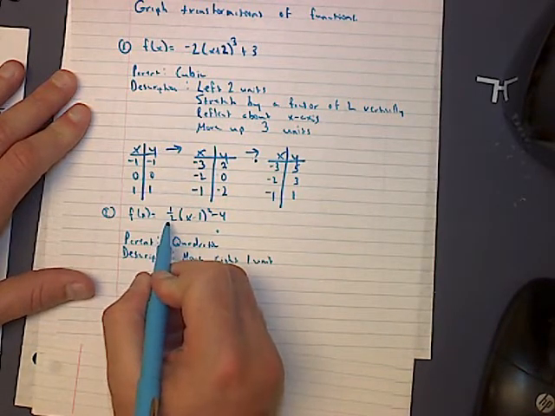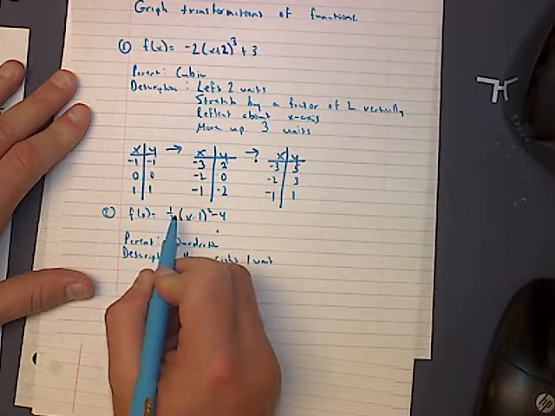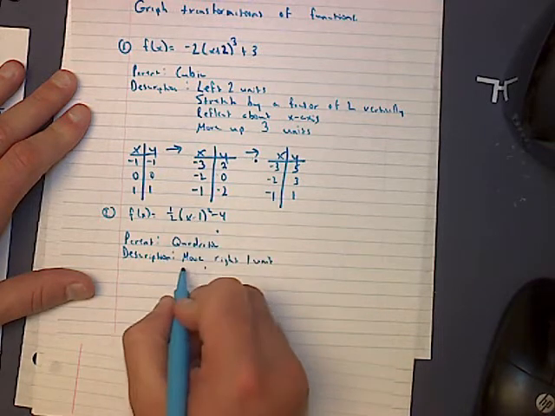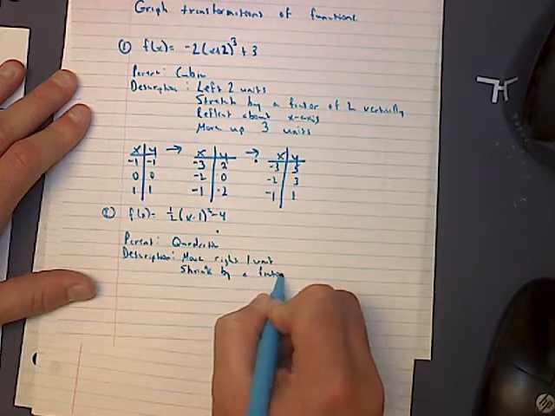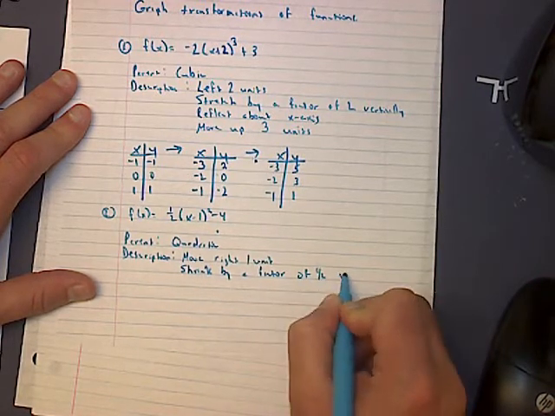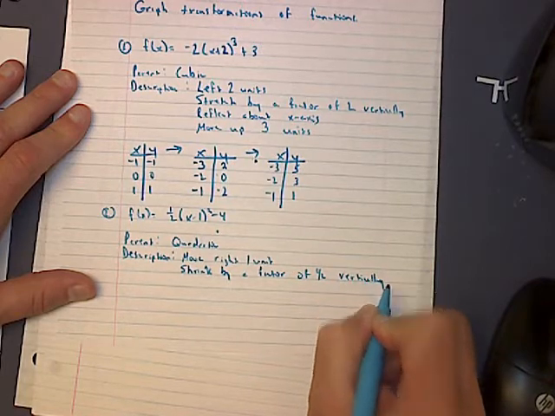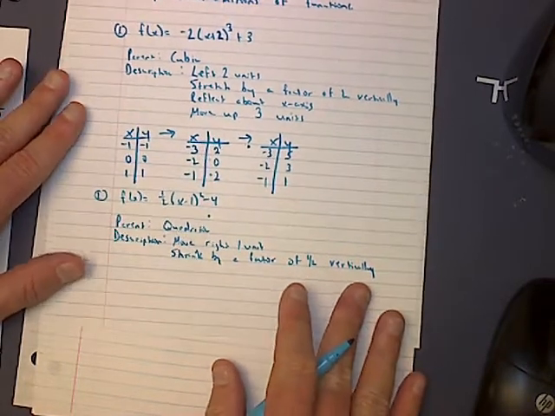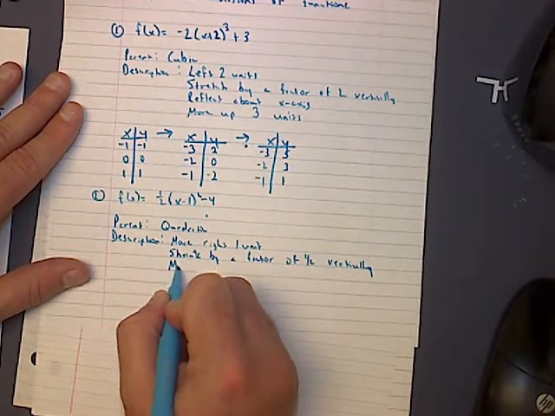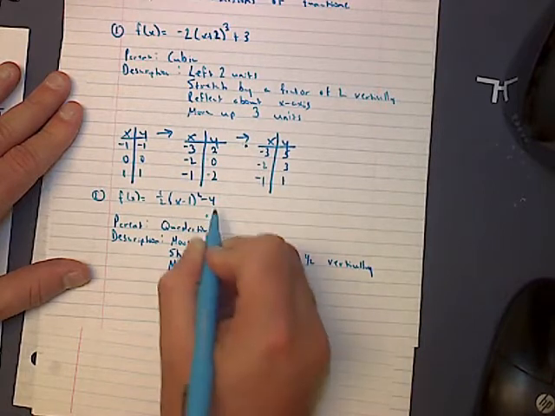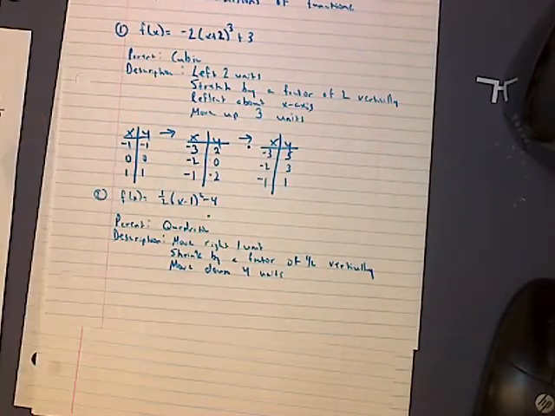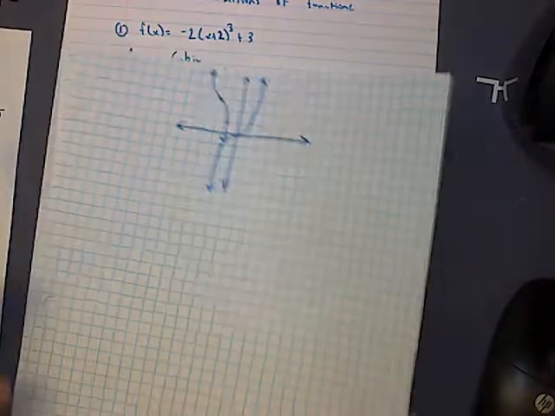This 1/2 is on the outside. It's either stretch or shrink. It's what you think. It's going to be a shrink by a factor of 1/2 vertically. It's very important you put that word vertically, because that means it's affecting the y-axis. And then move down 4 units. This is on the outside. Okay. I'm going to graph the parent function.